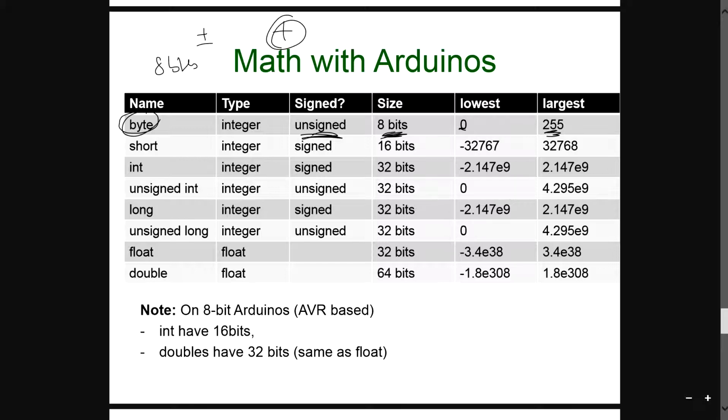For a short, it is a signed system, which is 16 bits, from a negative to a positive value. Alright. So therefore that's the meaning. For integer, it is also signed, but it's 32 bits. Alright, then and so on. Okay.